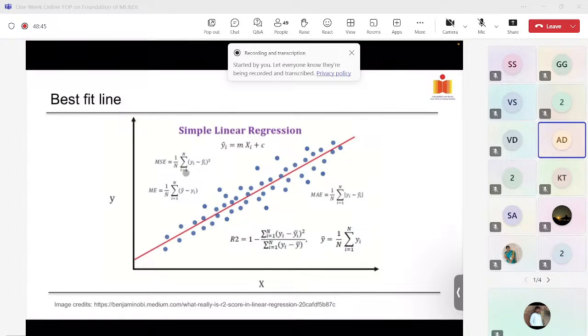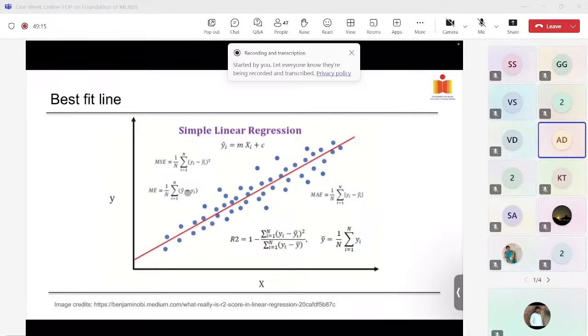Now the first error is the simplest error, called mean squared error. This is a standard error where you calculate the difference between your ground truth value minus your predicted value, whole square, and then you sum this over all the samples. So you take the average value of the summation of the ground truth minus the predicted value whole square. So this is one error. Then there is another error called just the mean error, where you just take the mean without any square.